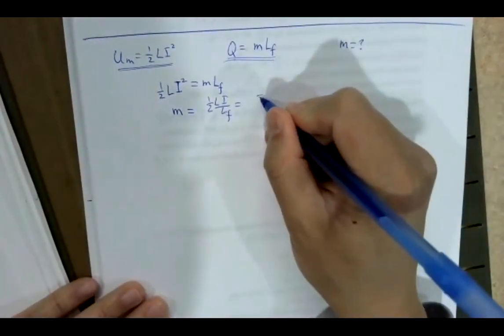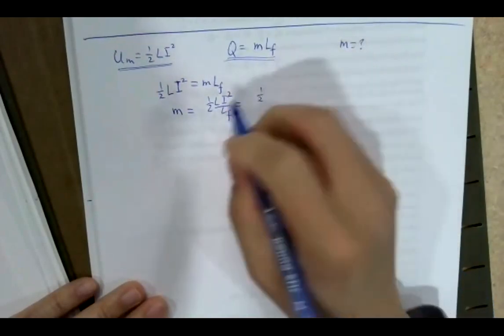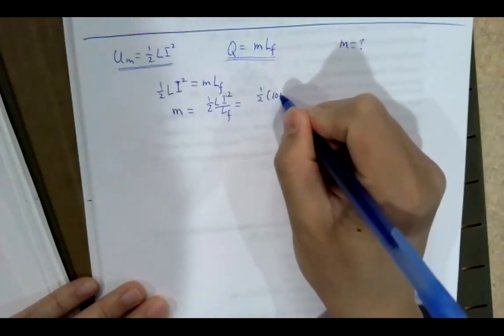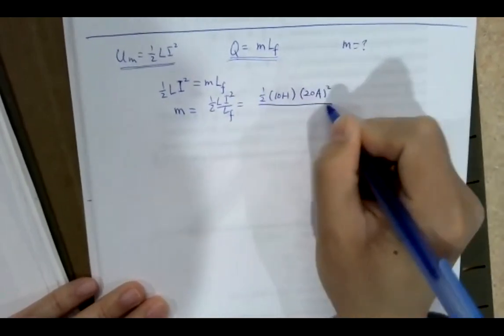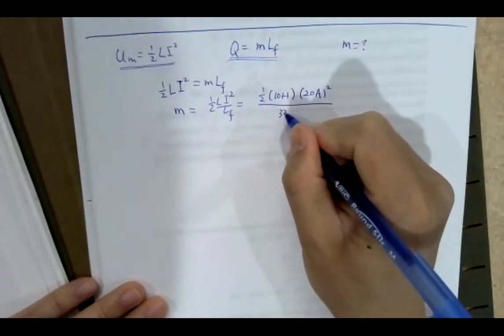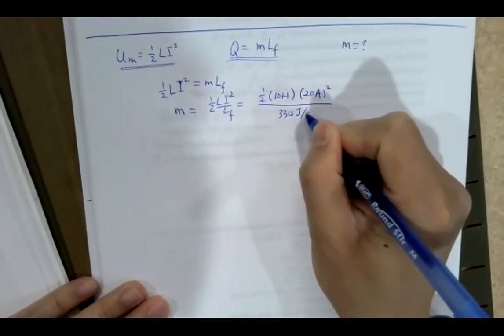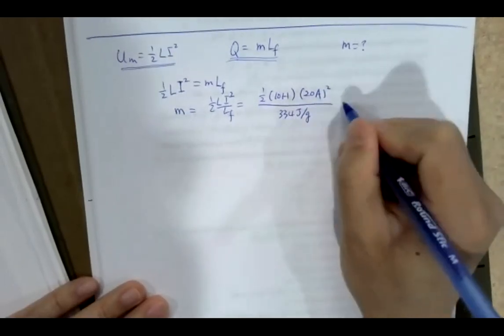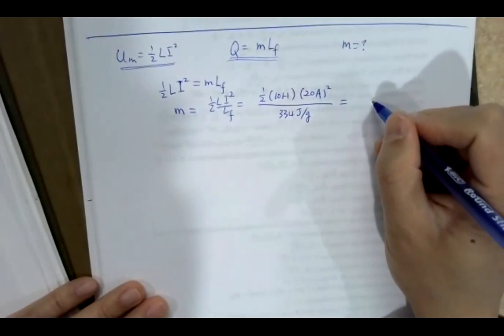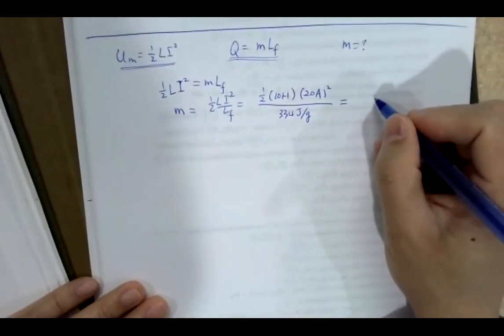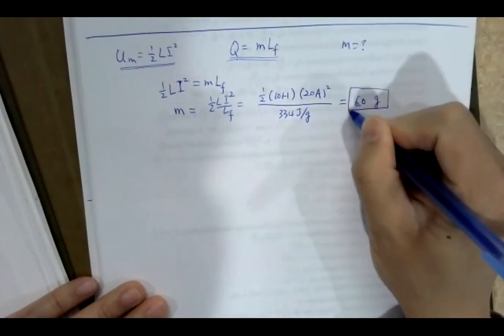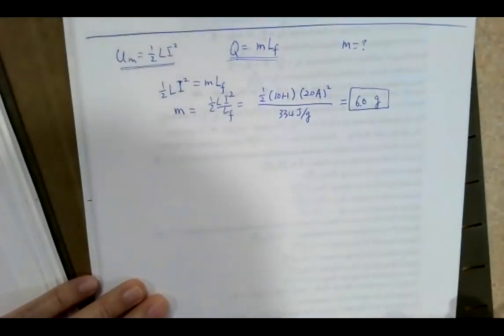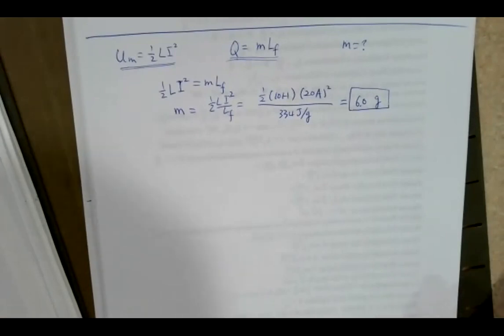You can calculate this: 1/2 L I squared, times the inductance, and then the current is 20, divided by this 334 joules per gram. If this is per gram, then it will give you units of grams. So it's about 6 grams of ice can be melted using the energy stored in the inductor.